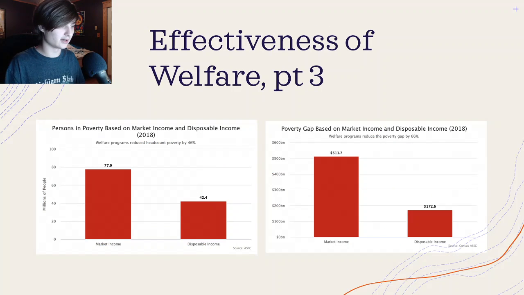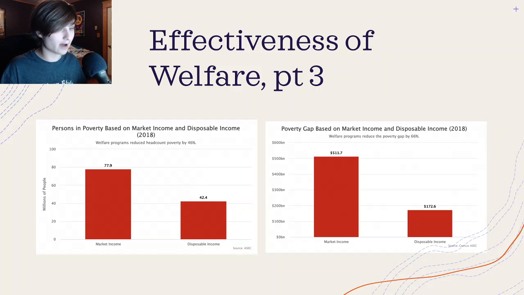If we want to look at, in the U.S., the impact that welfare has on poverty, if you look at the number of people who are in poverty in terms of their market income, that number is 77.9 million people. However, after taking into account welfare, that number goes down to 42.4 million people.